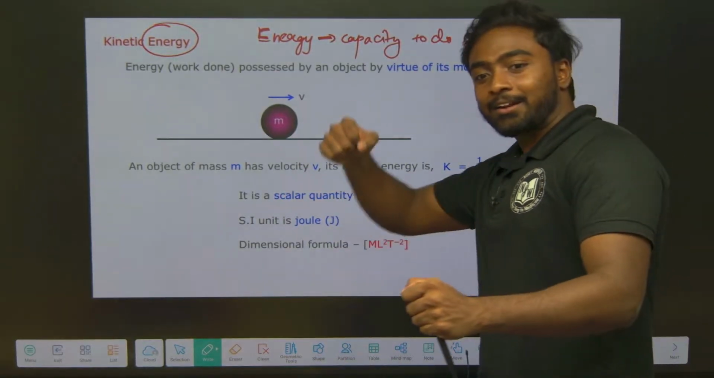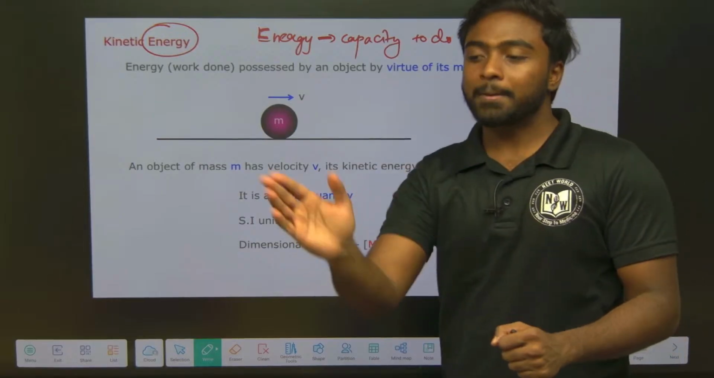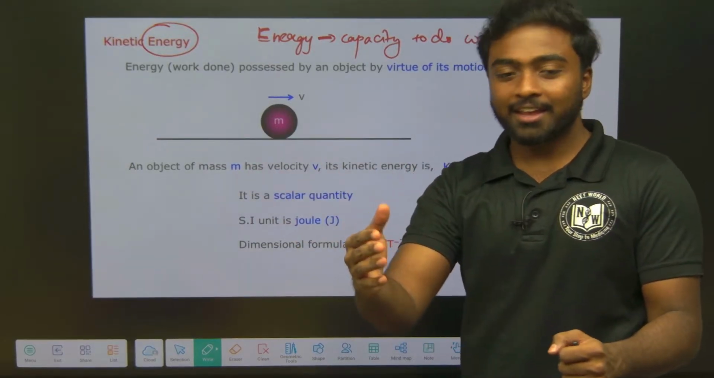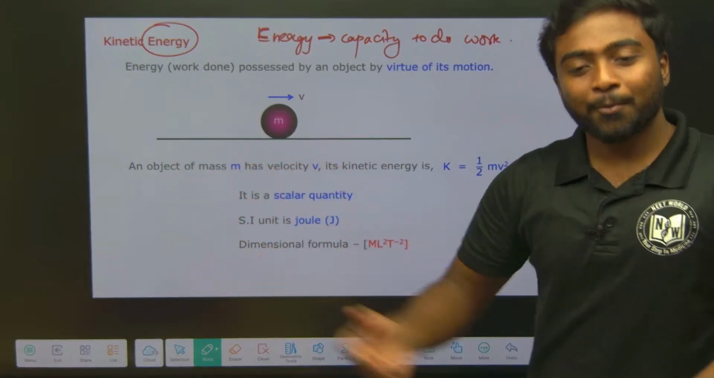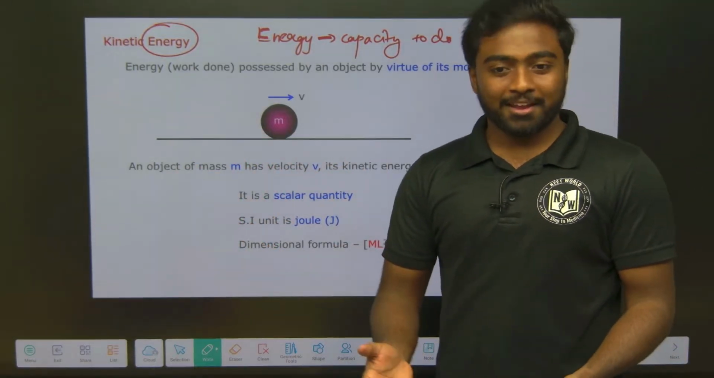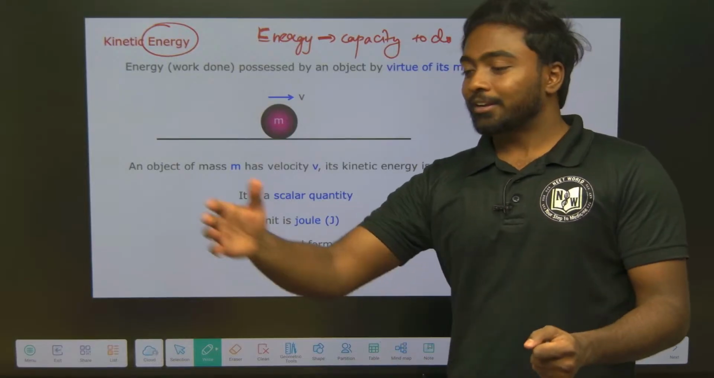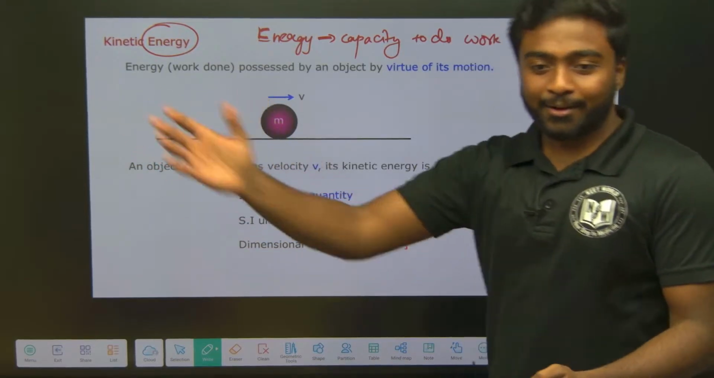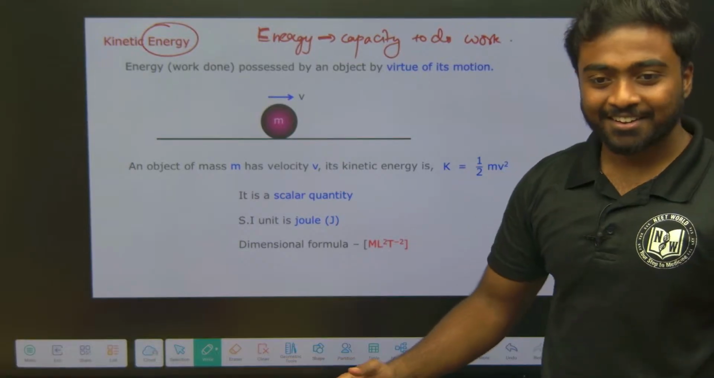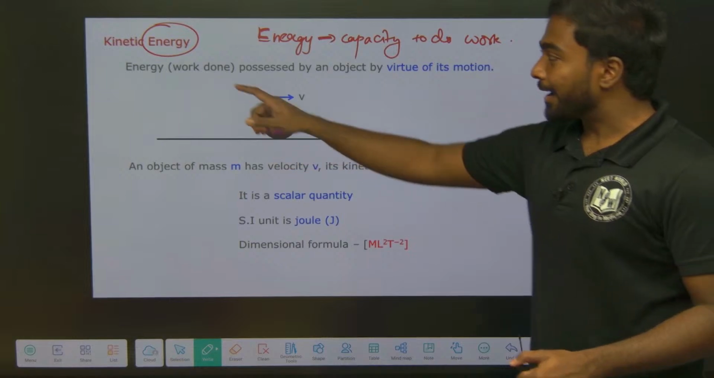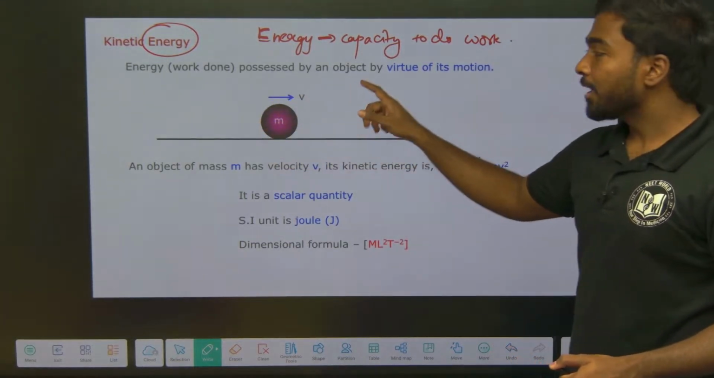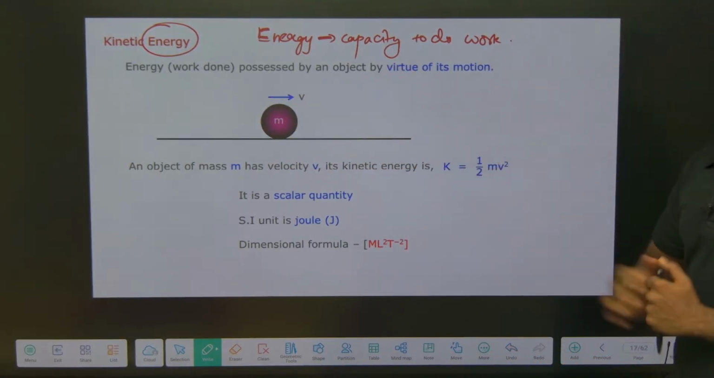You will take your hand far back. If you hit like this, will he be able to feel the pain? No. If you take your hand back and then hit, he will feel pain. You are storing some energy and releasing it. So potential energy is nothing but stored energy, and kinetic energy is energy in motion.